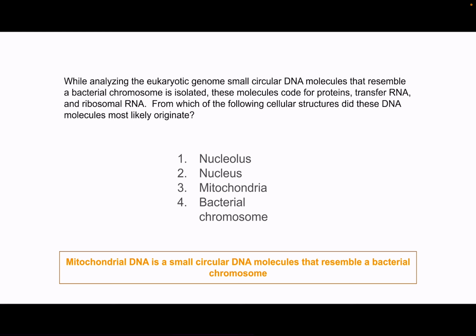Now let's look at this question. Now that we know the differences between mitochondrial and nuclear transcription methods, let's look at this question and see if we're able to answer it. While analyzing the eukaryotic genome, small circular DNA molecules that resemble a bacterial chromosome are isolated. These molecules code for proteins, transfer RNAs, and ribosomal RNAs. From which of the following cellular structures did these DNA molecules most likely originate? So, the options are nucleus, mitochondria, bacterial ribosomes.